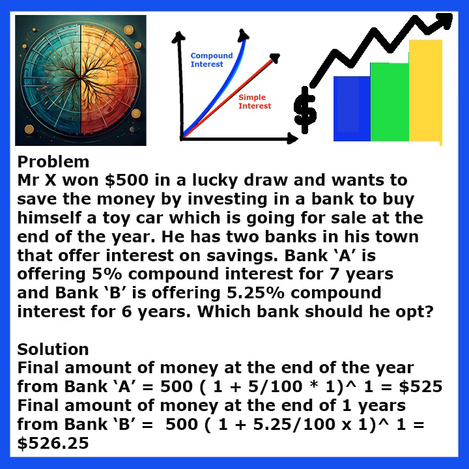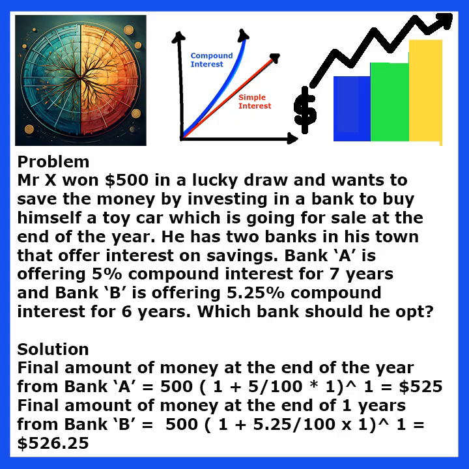Problem: Mr. X won $500 in a lucky draw and wants to save the money by investing in a bank to buy himself a toy car which is going for sale at the end of the year. He has two banks in his town that offer interest on savings. Bank A is offering 5% compound interest for 7 years and Bank B is offering 5.25% compound interest for 6 years. Which bank should he opt?